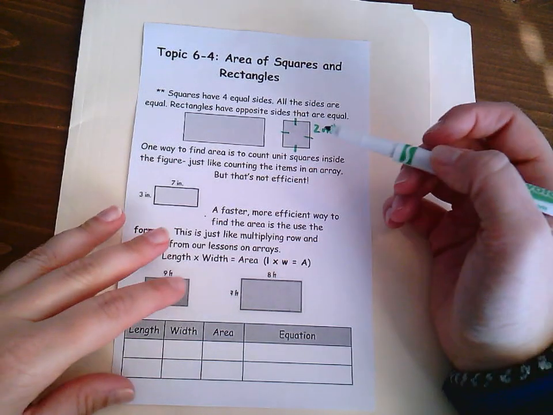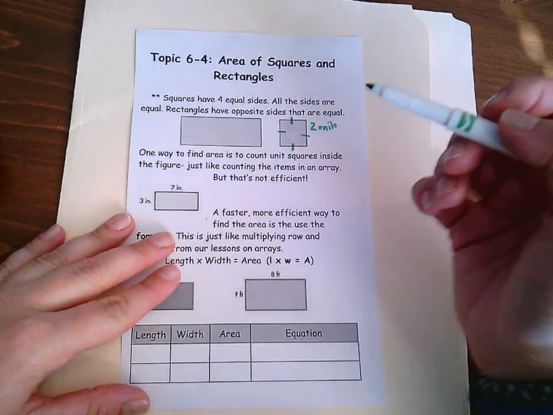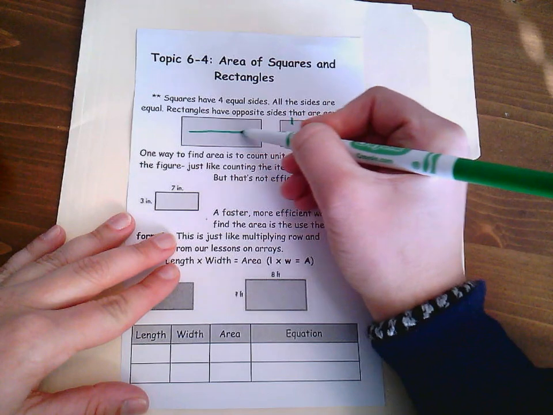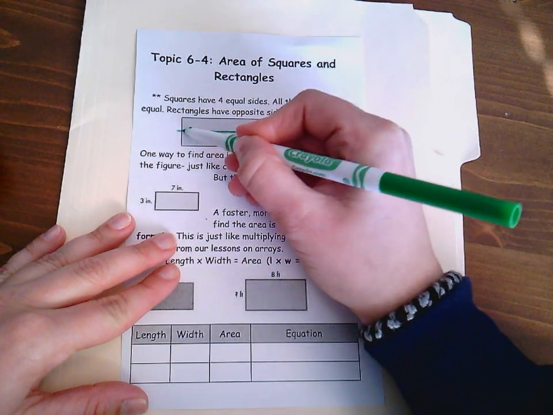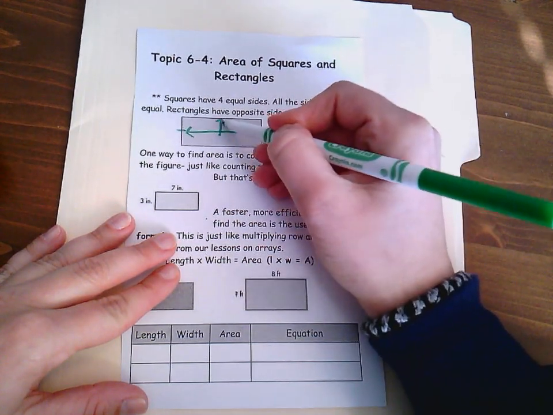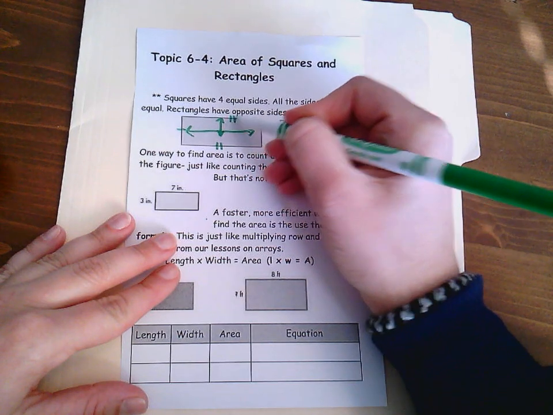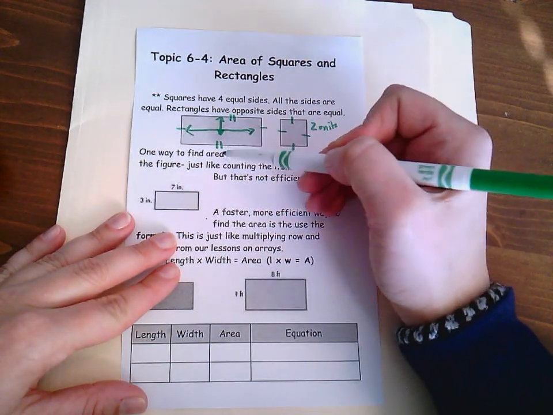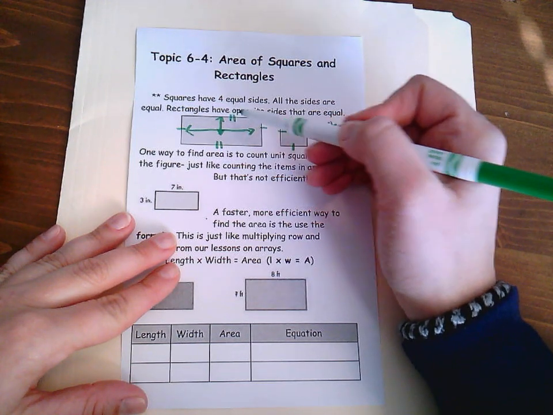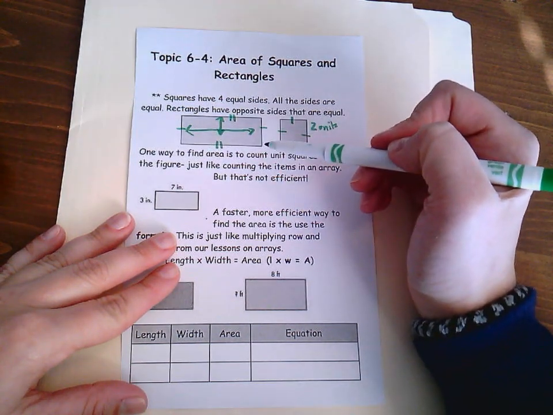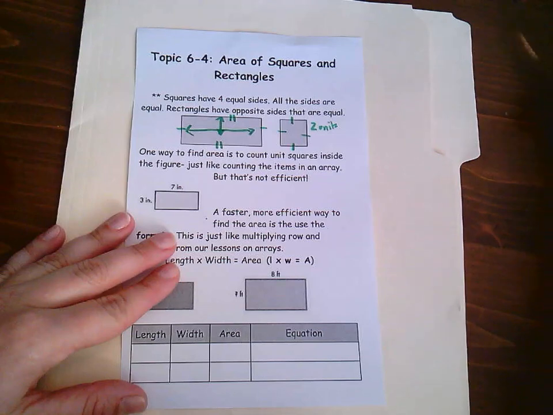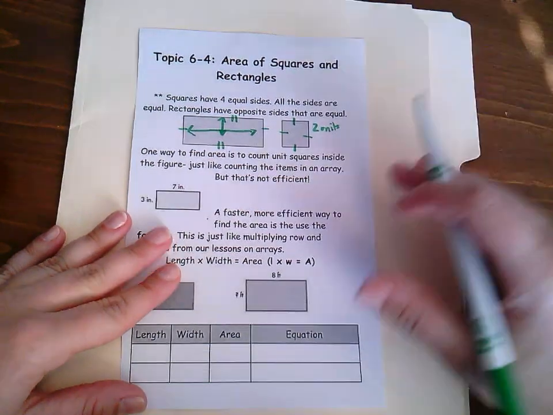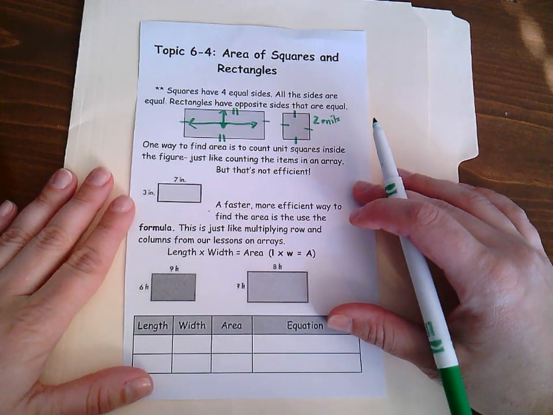Now, in a rectangle, we need to know that the opposite sides are equal. So these 2 sides will be the same length, and then these 2 sides will also be the same length. So if this side is 1, that side will be 1. If this is 3, that side will be 3. And that is something we're going to need to know for this lesson, but also for 6-5 and 6-6, because that is going to help us with finding the area.